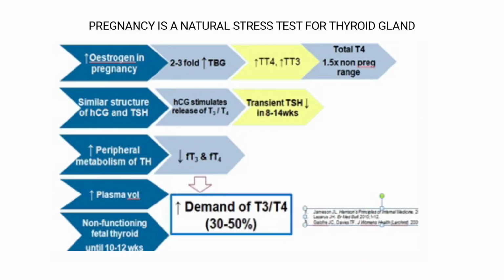Because of increased plasma volume, the concentration of thyroid hormones is on the lower side, and the fetal thyroid gland matures by 12 weeks of pregnancy. So up to 12 weeks, thyroid hormones for fetal functioning are made through the maternal thyroid gland, so the demand is more, and the demand is increased by 30 to 50%.